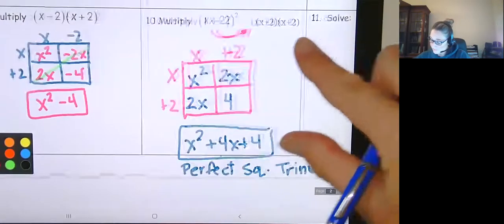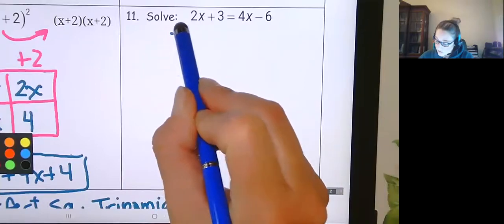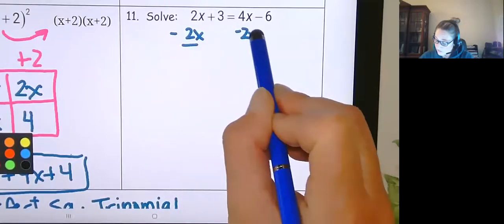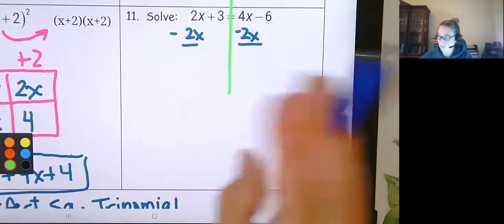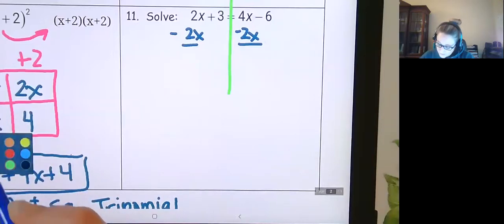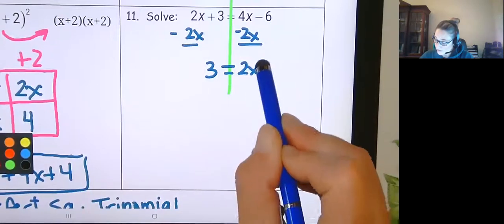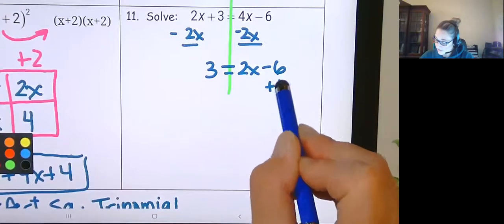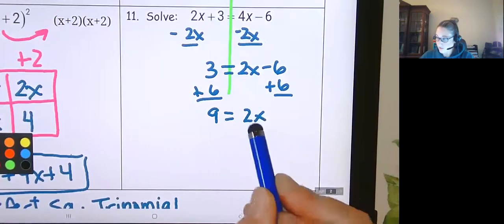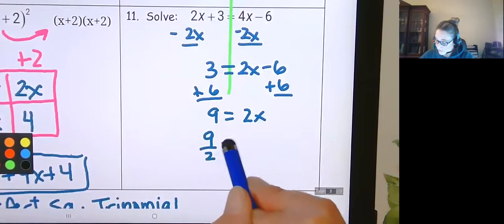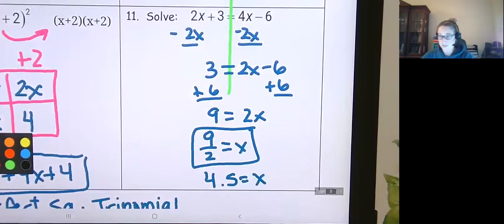On number 11, solving. Okay, I like to deal with my x's first. So I'm going to minus 2x, minus 2x. And if you want, we can draw the line showing both sides of the equal. And I am going to end up having those cancel out. I get 3 is equal to 2x minus 6. I'm going to add 6, add 6. So I get 9 is equal to 2x. I divide by 2, and I get 9 over 2, or 4.5 if you want it as a decimal. Okay.